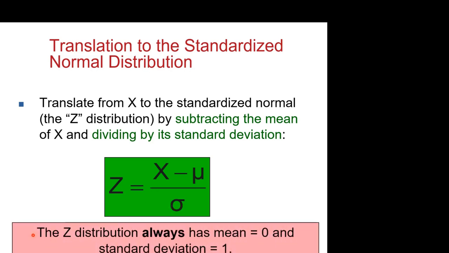Remember, the distribution of z always has mean equal to 0 and standard deviation equal to 1. For the x distribution, it depends on the x distribution itself; it will have its own value of mean and standard deviation respectively. But for the z distribution, the mean is always equal to 0 and the standard deviation always equal to 1.